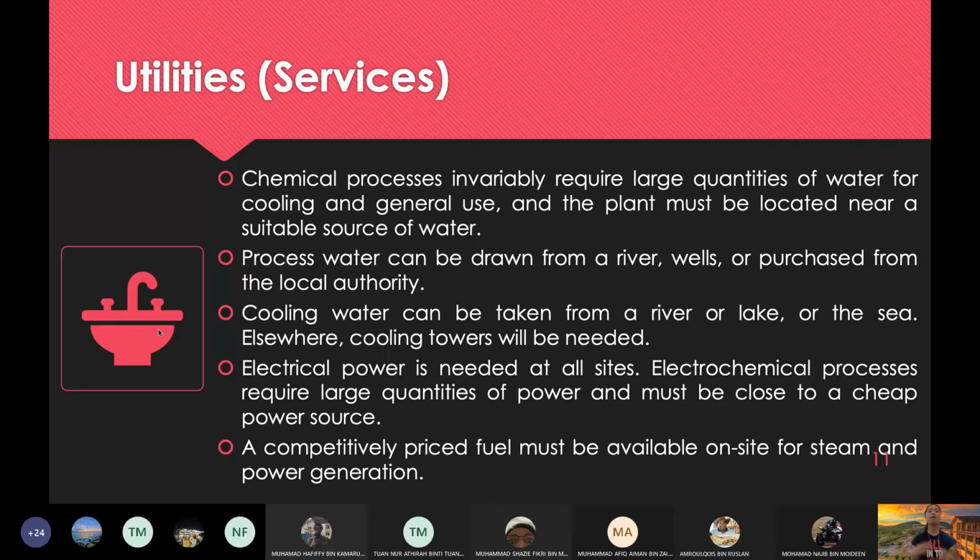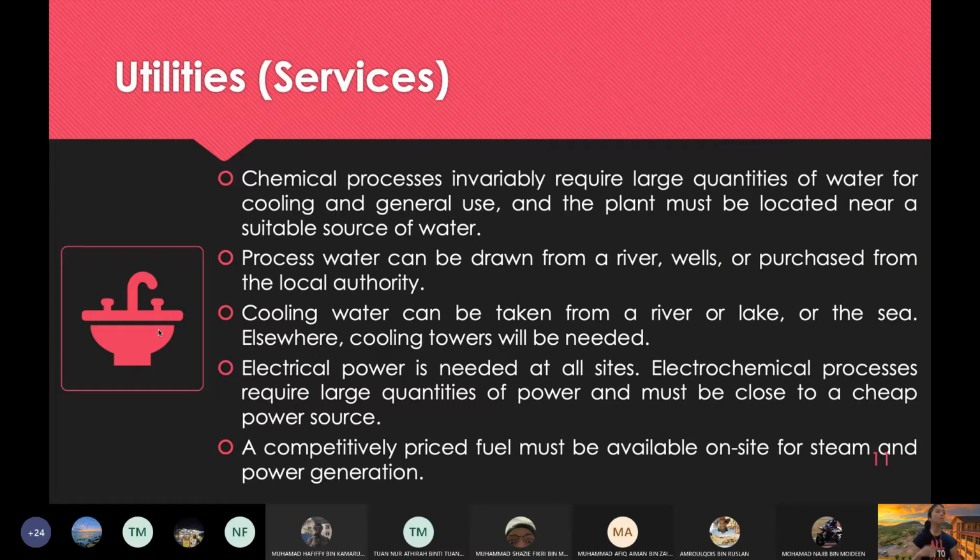Next, electrical. You have water, you need electricity as well. Especially if your process involves a lot of power, for example electrochemical processes, your plant must be closer to a cheap power source. All plants will use a lot of electrical power, but processes that use electrochemistry will have an even larger power requirement. So you have to choose a source which is nearby and cheap.